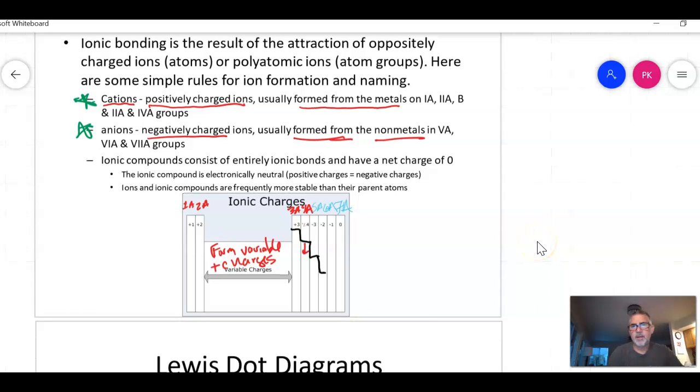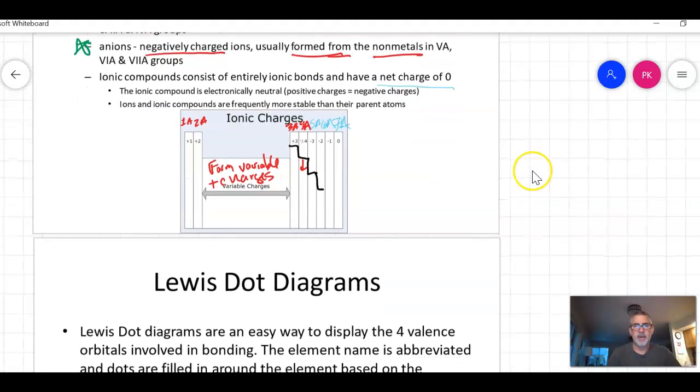When we start talking about ionic compounds, it's important to know that they'll all have a net charge of 0, and I'll get to that. But remember that all the things to the left of the stairs will form positive cations, and the things to the right of the stairs will form negative anions.